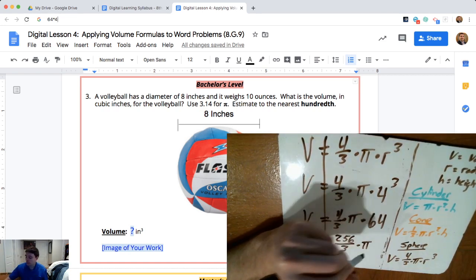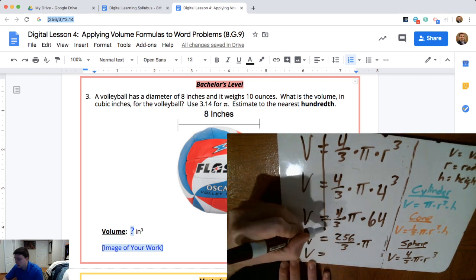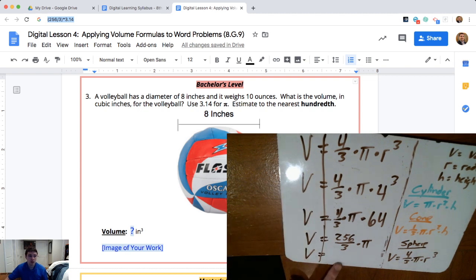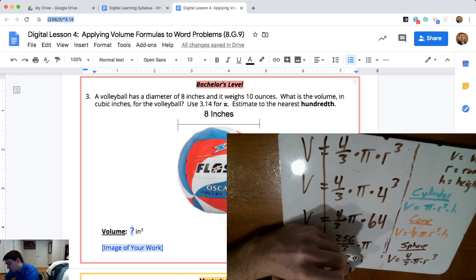And if we plug in 3.14 for pi, we use a calculator, we could do 256 divided by 3, and then that still needs to be multiplied by 3.14. That's what you see up here in my Google Calculator toolbar. As I do 256 divided by 3 and then multiply by 3.14, the value we're plugging in for pi, I get an answer of 267.94, and then a 6 keeps repeating.